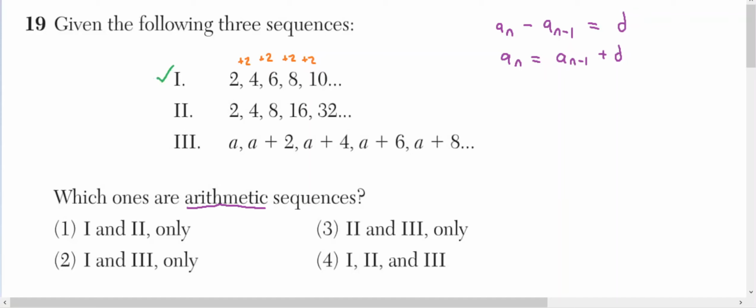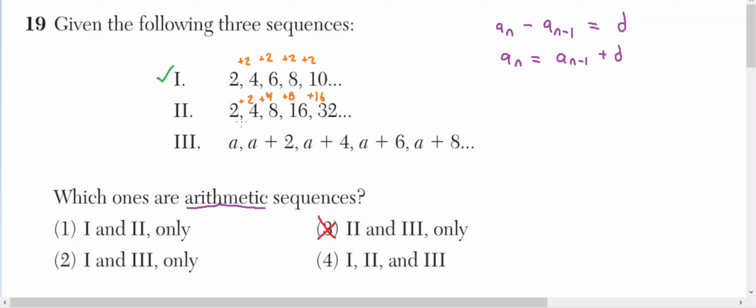So that means in terms of choices, if 1 is included, we can't have just 2 and 3 only. So we can eliminate choice number 3. So how about sequence 2? We have a difference of plus 2, plus 4, plus 8, plus 16. So this is clearly not a constant common difference.